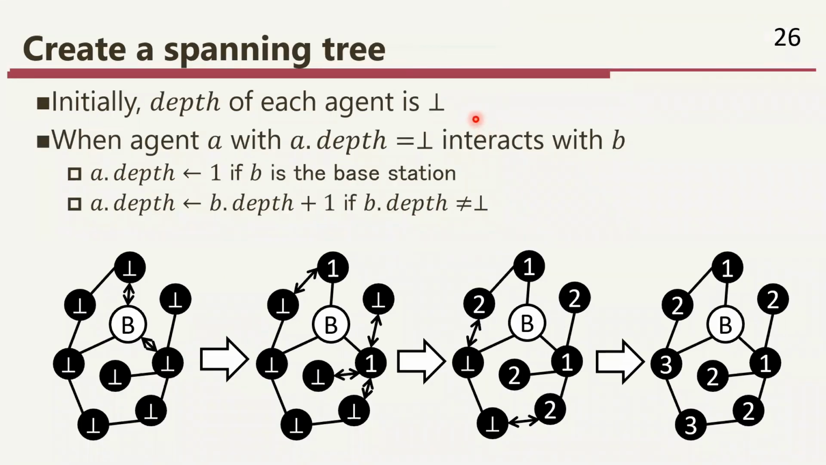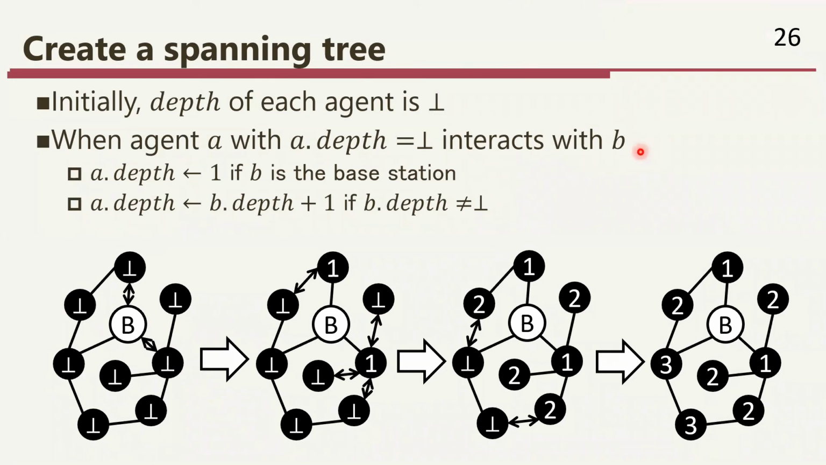Now I explain how to create a spanning tree. Initially, the depth of each agent is bottom. When agent A with bottom interacts with B, A's depth becomes 1 if B is the base station. This means the distance between the agent and the base station is 1. This is an example. When the base station and an agent with bottom interact, the bottom becomes 1.